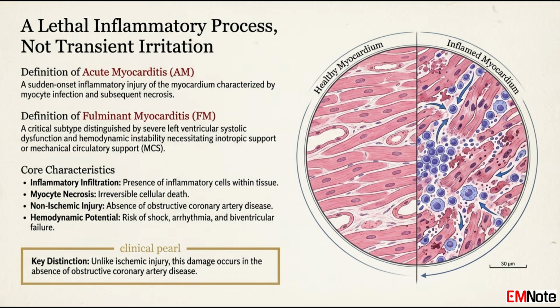Okay, so we need to separate the presentations right away. There's acute and then there's fulminant. How do you define fulminant? Well, fulminant myocarditis is the critical subtype. It's really distinguished by severe left ventricular systolic dysfunction and hemodynamic instability, which demands immediate intervention. Exactly. It necessitates inotropes or even mechanical circulatory support.